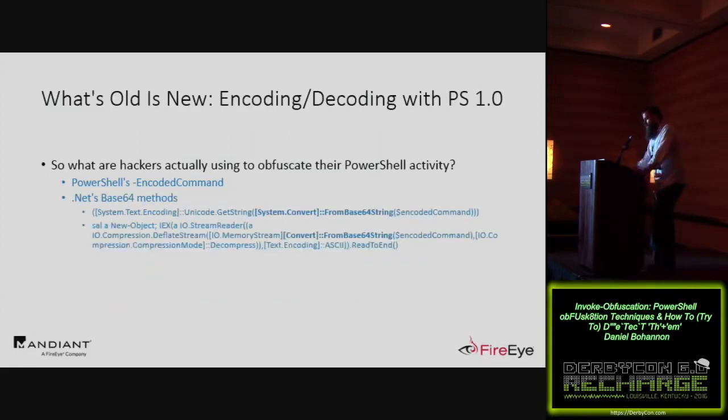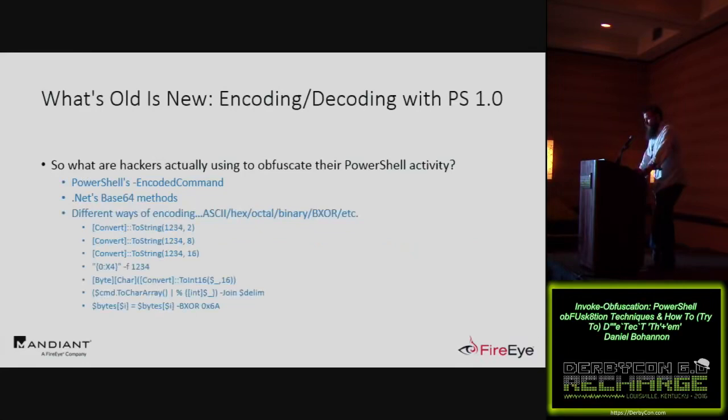.NET also has base64 methods. You'll see Metasploit use this a lot. Sometimes you'll see the .NET base64 decoding method paired with a gzip. Sometimes you also see attackers actually using an AES encryption library. So let's look at some different ways to encode. What about ASCII? What about octal, hex, binary, bitwise XOR?